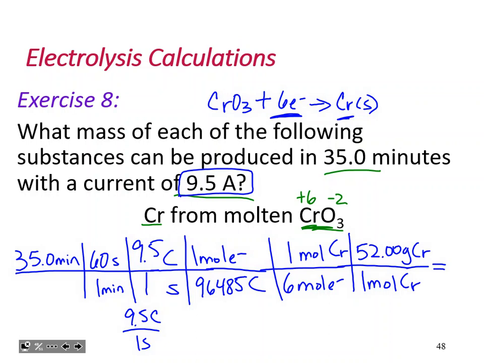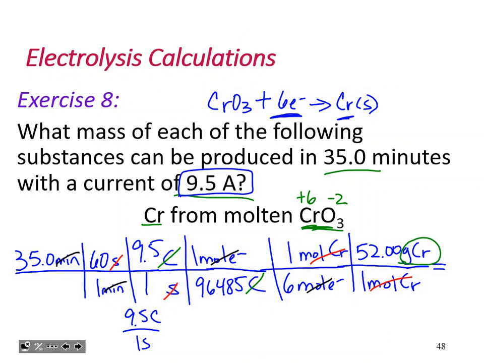So same type of problem, but this time we had to figure out the moles of electrons based off of the information provided. Check everything to make sure it cancels. Minutes with minutes. Seconds with seconds. Coulombs with coulombs. Moles of electrons. Moles of chromium to moles of chromium. And then we end up with our grams of chromium, which is what we want.